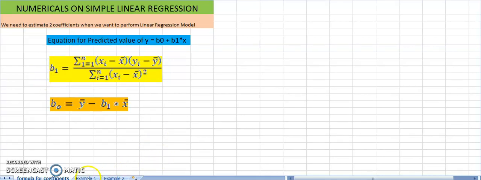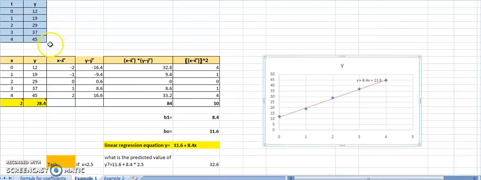Okay, so we start with our first example, and the data set given to us is something like this. I have got two columns here, t and y. We have picked up a random, small example for you all, so that I can mathematically solve it and show it to you.